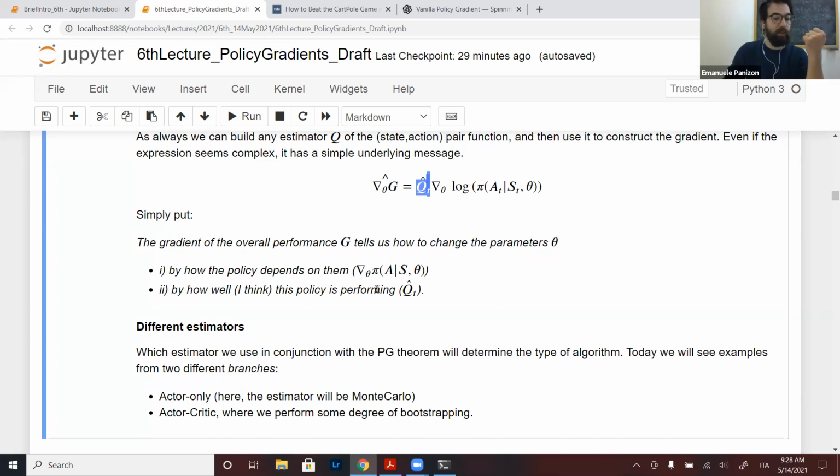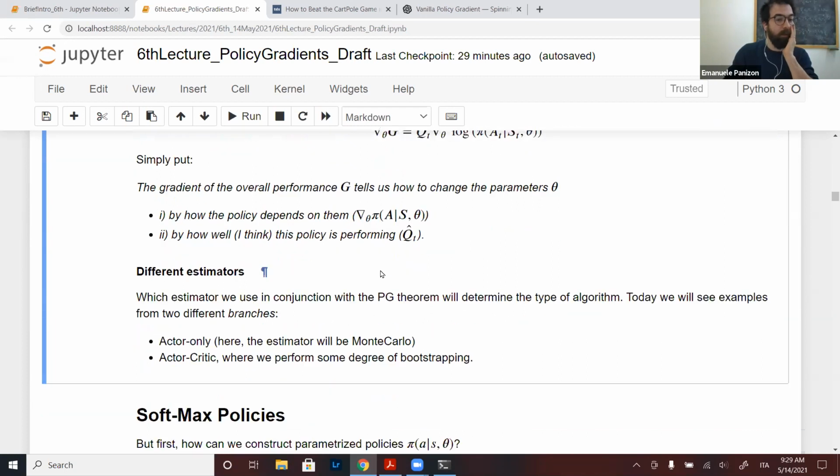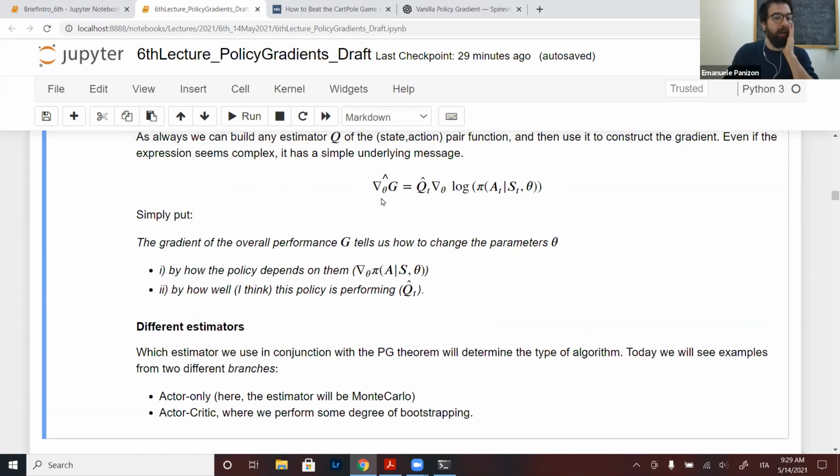These are the two terms: how the policy depends on the parameters and how well I think the policy is currently performing. Whenever we see something like this, we know that we have different formulations and different ways to estimate and approximate this value function Q. And the different ways I'm going to do this will determine the different kinds of methods that there are in policy gradient. Today we will deal with basic ideas from two of them.